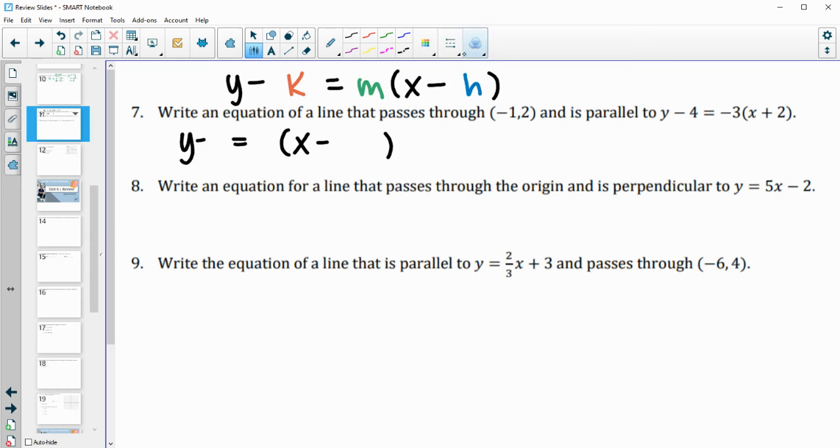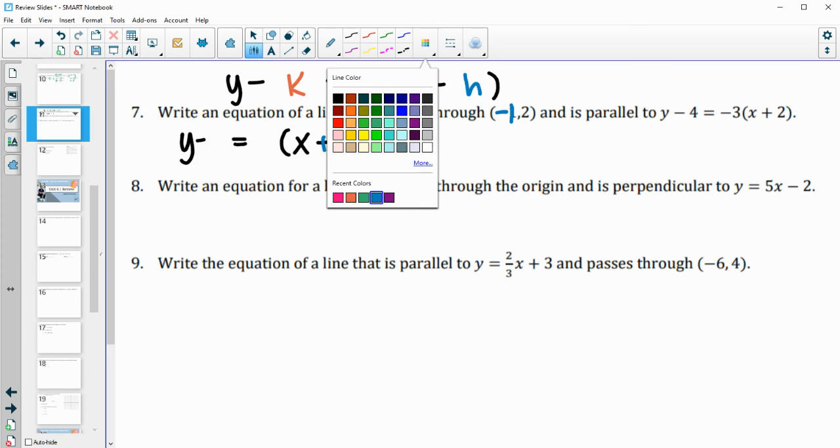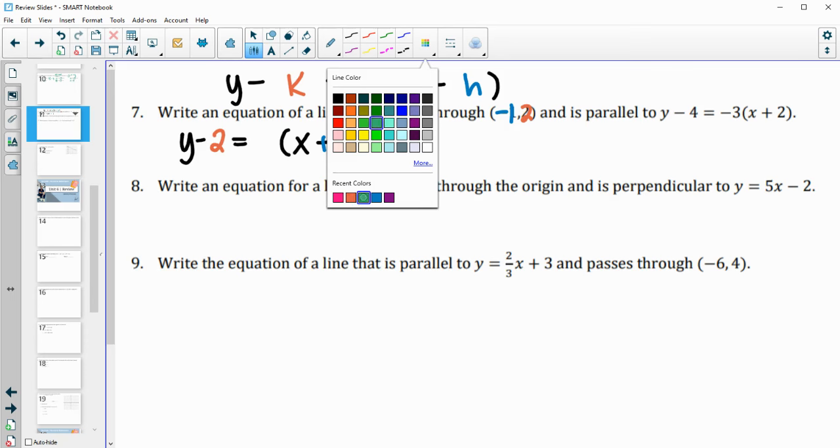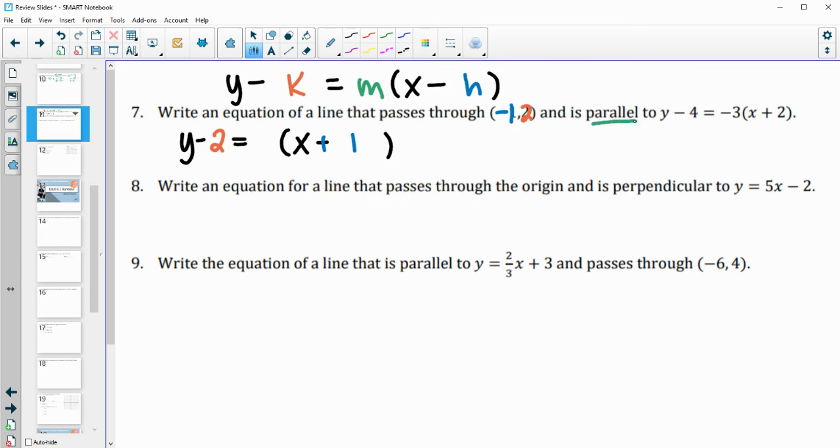So write the equation of a line that passes through this point. Our x coordinate is -1, so that's going to plug in here and be x plus 1. Our y coordinate is 2, so we're going to do y minus the 2. And then the slope is parallel to this one, so we want the same slope.